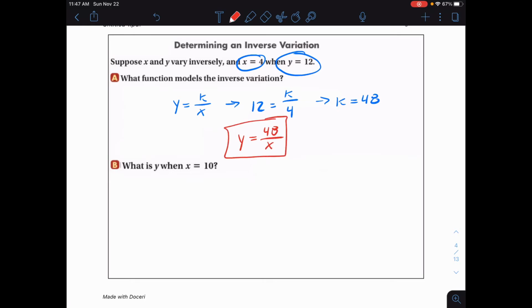Then they want us to solve for y when x is 10. So we're going to take x equals 10, take our original expression, and plug it in to see if we can find y. So y equals 48 divided by 10, which in this case should equal 4.8. So y equals 4.8 when x equals 10.